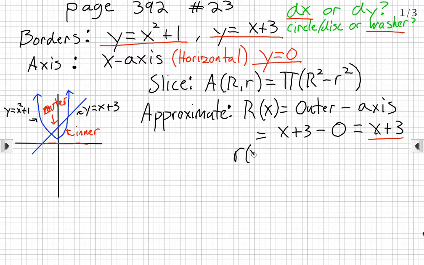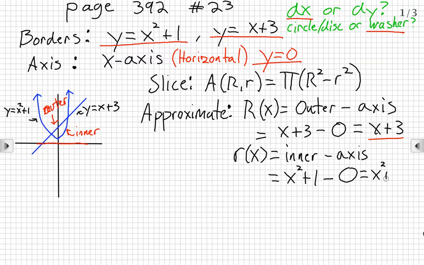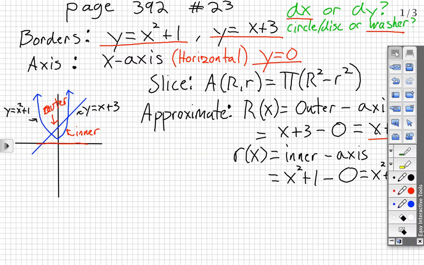Little r of x has a similar procedure. Little r of x is inner minus axis. Based on our visual, inner, or closer to the axis of revolution, is our quadratic equation, x squared plus 1. And our axis of revolution is still the constant function 0, giving us x squared plus 1 as our little r of x.